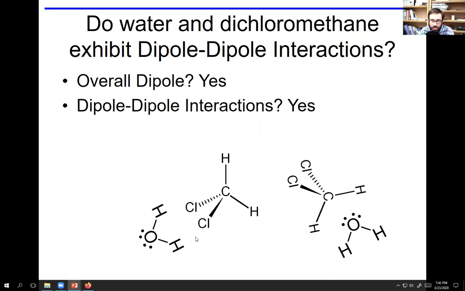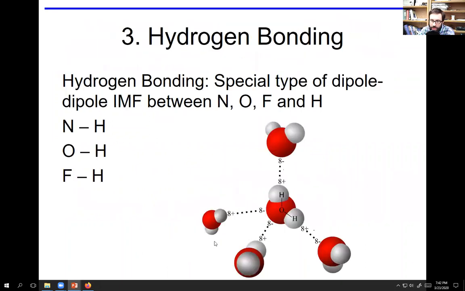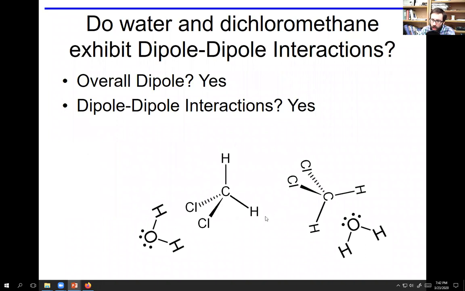And so we can draw the Lewis structures of these. I trust that you can do this. It's basically a tetrahedral shape for dichloromethane, and it's bent for water. We've gone over that one before. And so, yes, there's an overall dipole for these, right? How is this going to look? Well, there's an overall dipole for oxygen pointed this way, right? And so this is going to have a partial negative charge, and the hydrogens are going to have a partial positive charge, right?